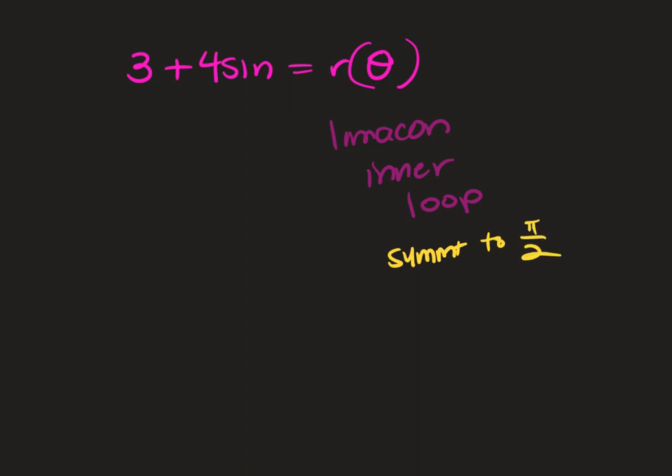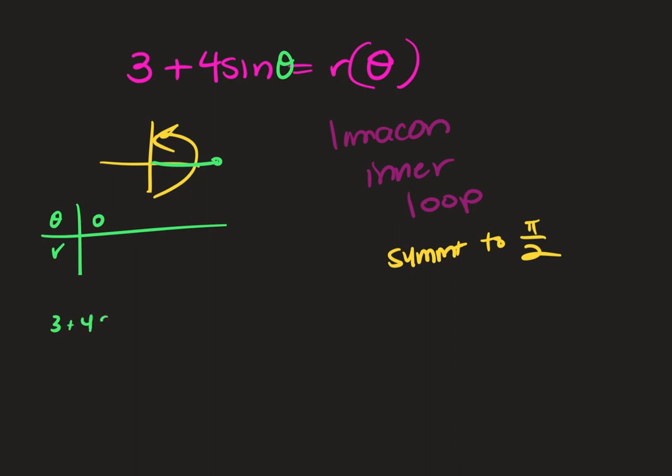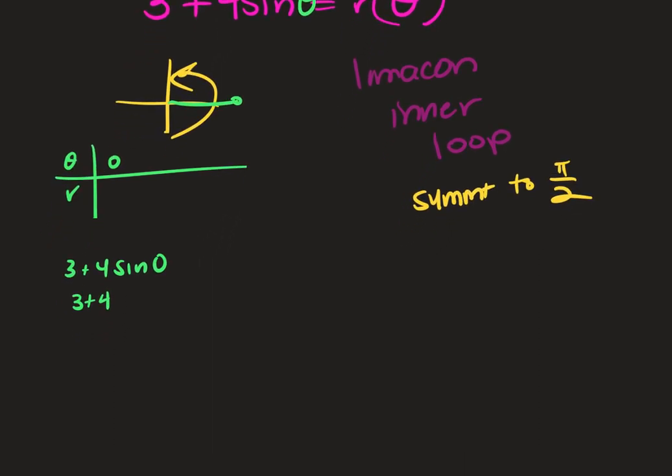With me so far? Yes? Okay, so if it's symmetry to the pi over 2, I'm going to pick points from the right-hand side of my graph. Let's start at 0. I'm going to plug in 0. And where am I plugging that into? The r or the theta? Well, there should be a theta there, but you're plugging in for theta. These are angles, so we're plugging in for theta. So if I plug in for theta, let's start at 0, I would get 3 plus 4 times sine of 0. What's the sine of 0? 0, right? The y at 0 is 0, so this is 3.